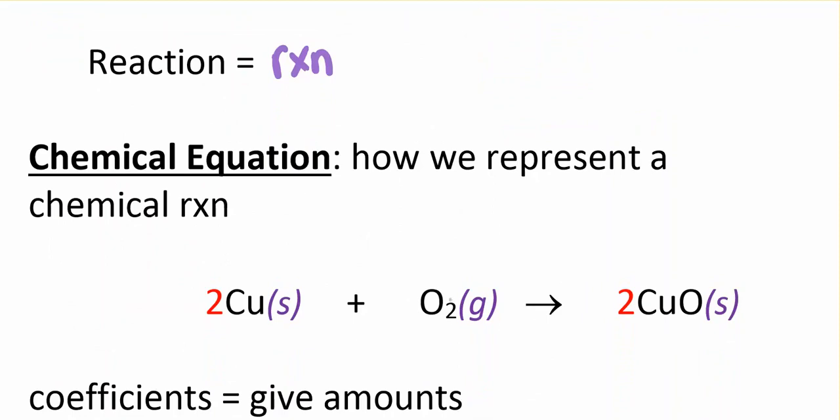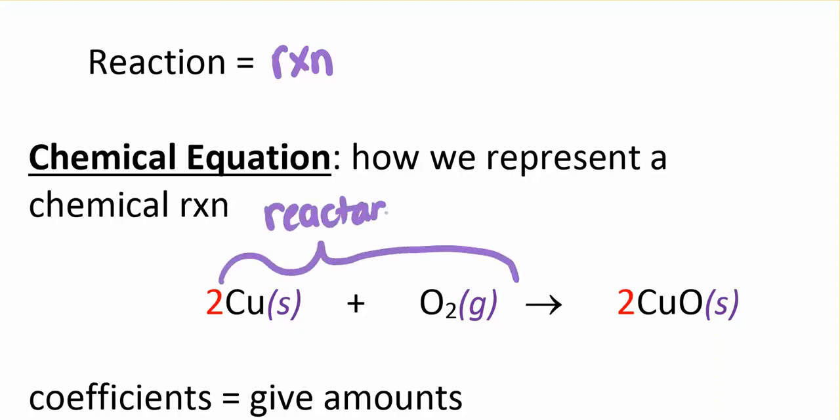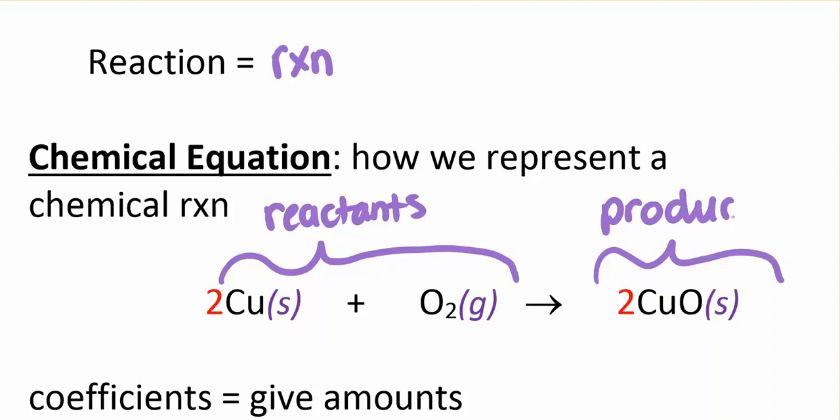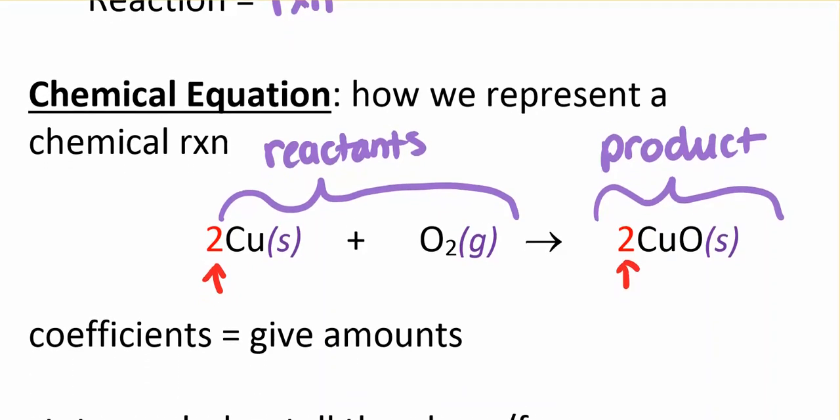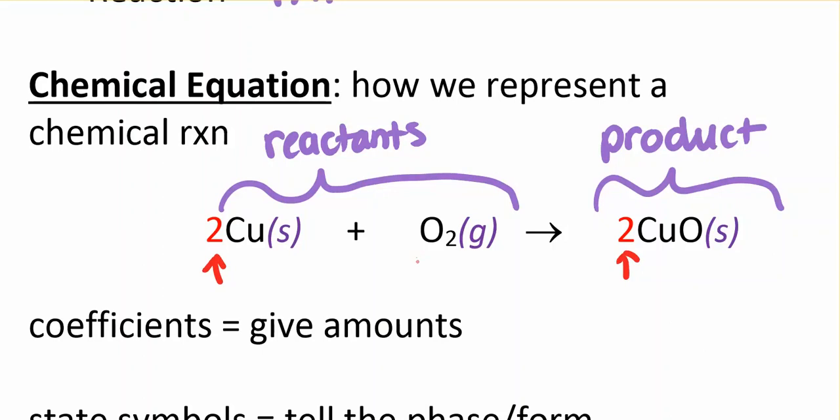Each of these is a chemical formula. Each reactant is shown as a chemical formula. This particular reaction has two reactants. And after the arrow is where we put our products, and this reaction only has one product. These coefficients in front that are in red tell us the amounts of the reactants and products involved. Notice that there is a coefficient there of 1.